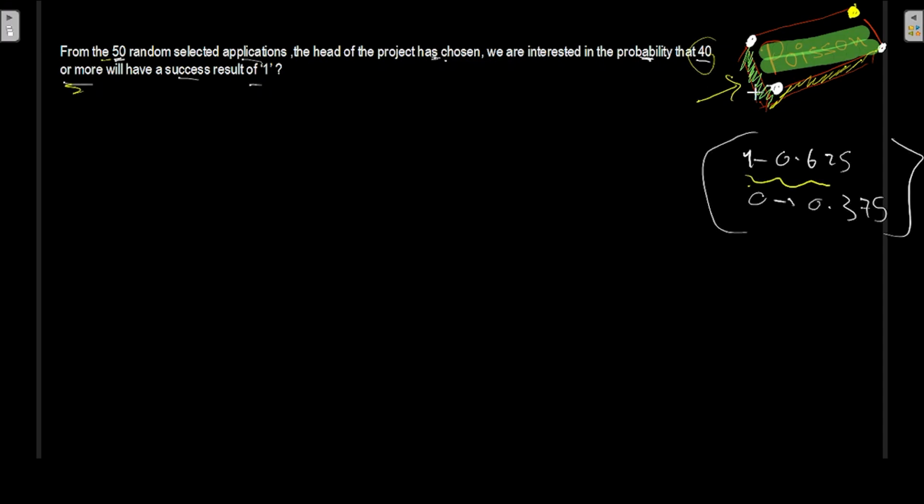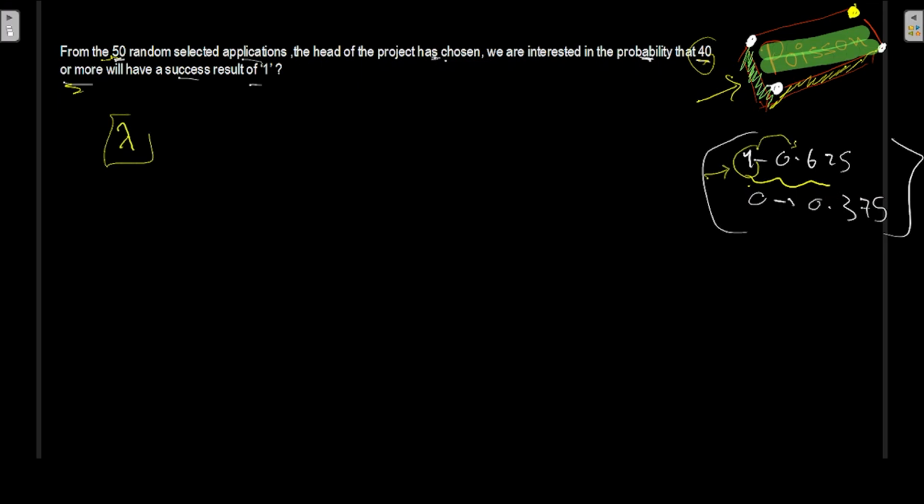From the 50 randomly selected applications the head of the project has chosen, we are interested in the following. What is the probability that 40 or more will have a successful result? This can fit a Poisson distribution. I mean, the total number of occurrences that might occur in a given period of time. Now, out of this 50, measured as a time or a counting space, whatever it is, a volume, we expect 40 out of this to have this probability.